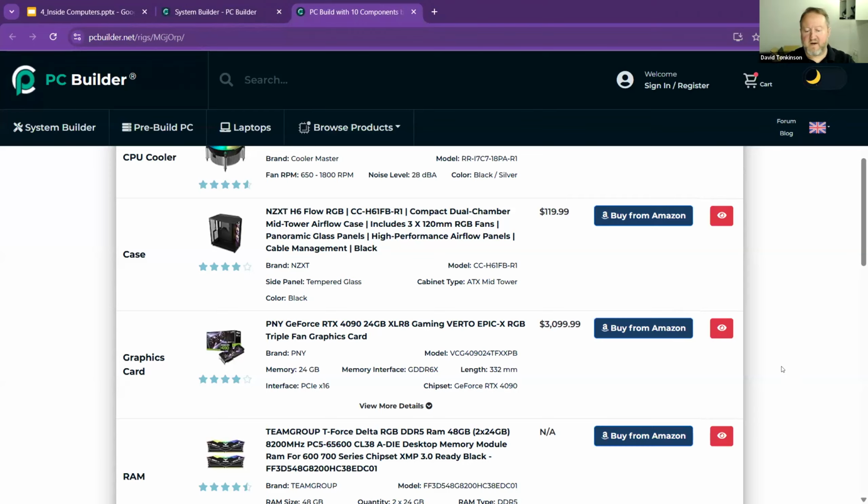I can also see you've got bags of money. 3 grand on a graphics card. Whoa. Lovely stuff.